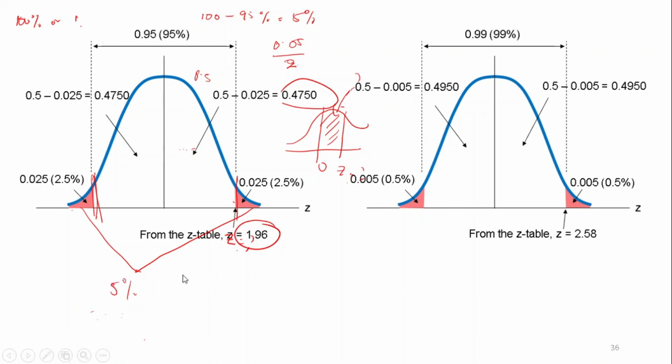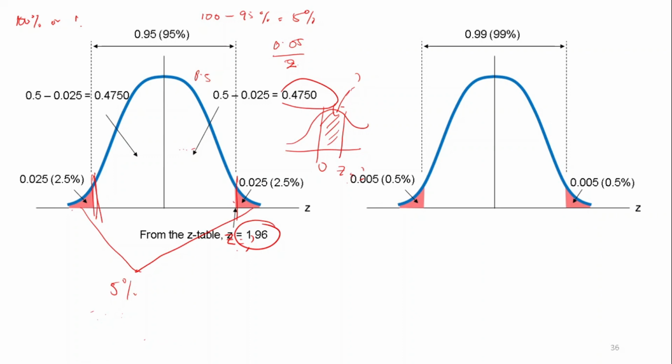Then the 99%. One minus 0.99, we get 1%. The 1% includes these two tails. If you want one tail only, you divide by 2, so you get 0.005. This is the probability for the left tail and also the right tail. If you total up these two tails, you get 0.01 probability. So it is the same as the previous example.